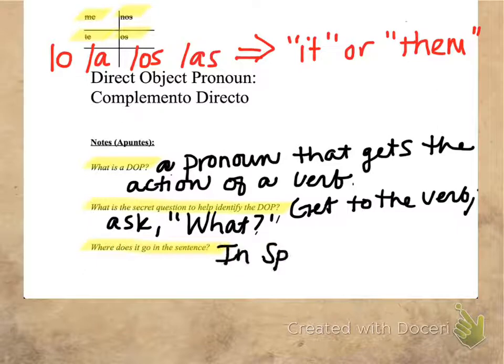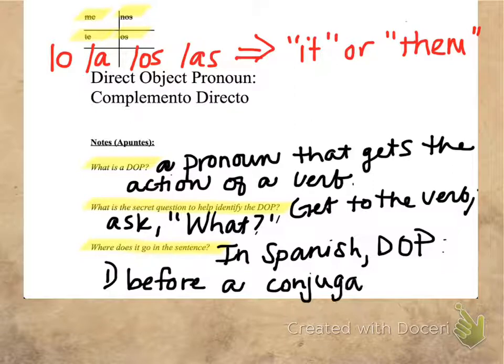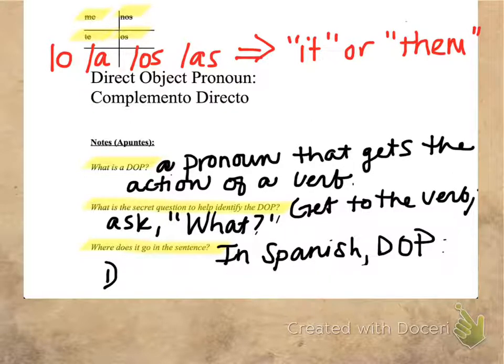Now that we know what it is, we need to know where it goes in the sentence. In Spanish, the direct object pronoun goes before a conjugated verb, or we abbreviate it like this, DOP plus CV, which stands for conjugated verb. If you have the option, it can always go there before a conjugated verb.